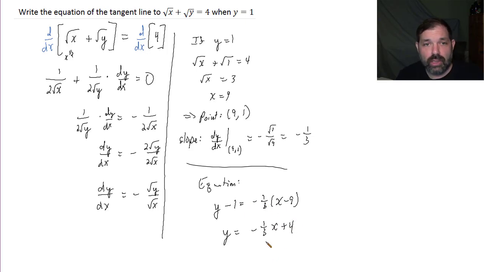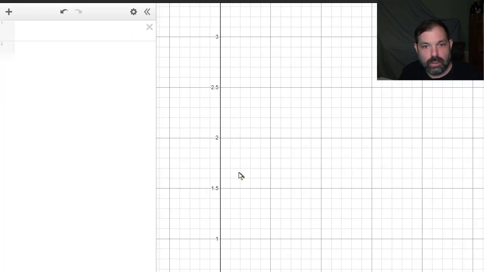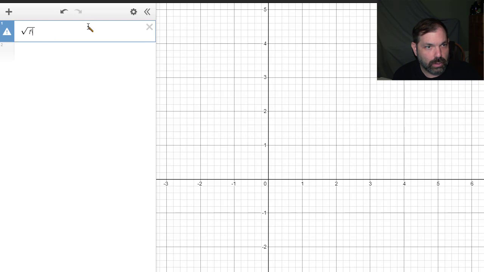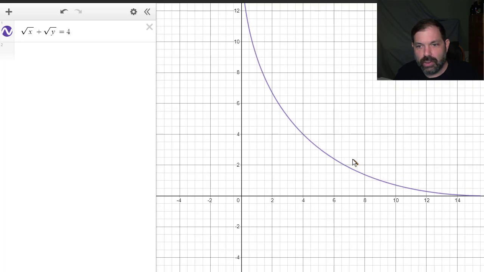Why don't we go ahead and check this one out as well using Desmos. All right, so let's clear these out. I've got square root of x plus square root of y equals, it was 4, right? All right, so let's do that. Zoom out a little bit. We get this interesting shape.